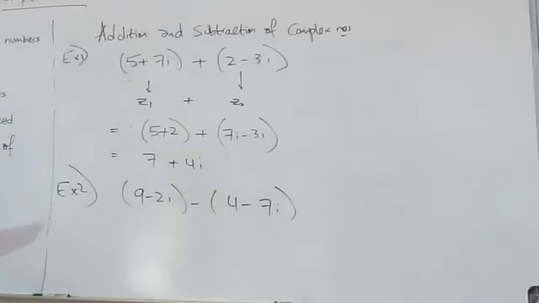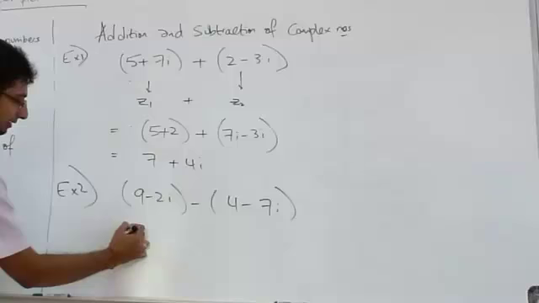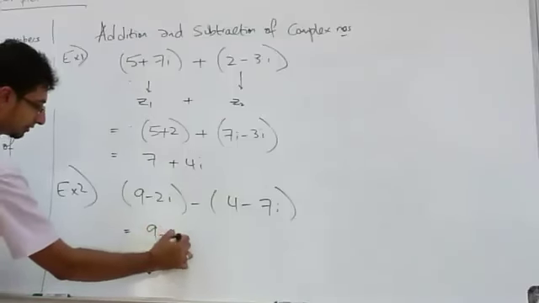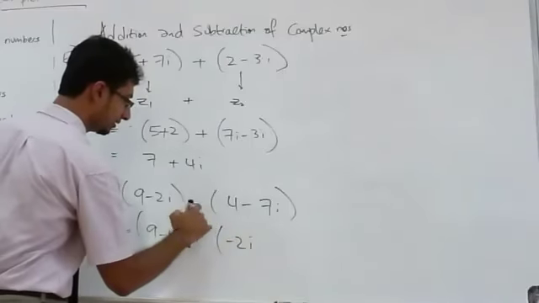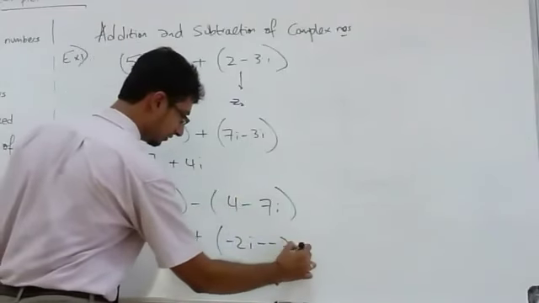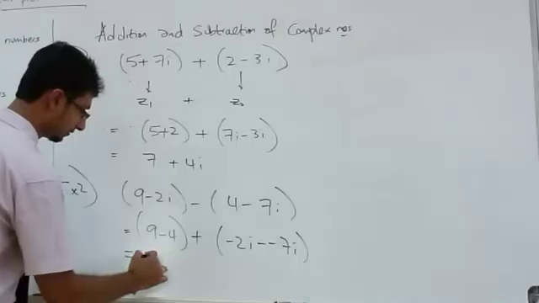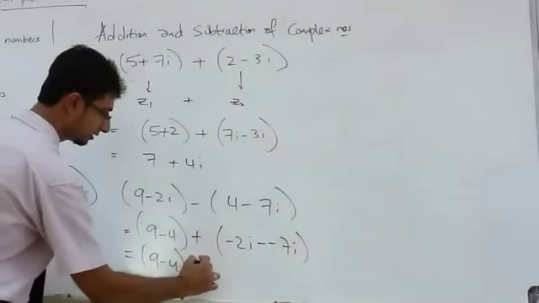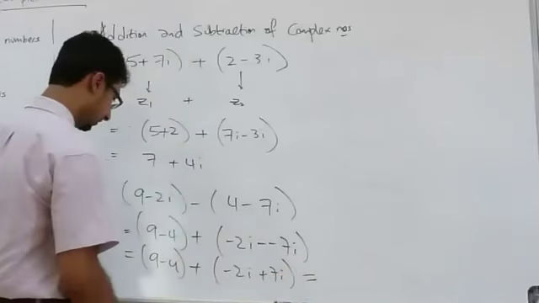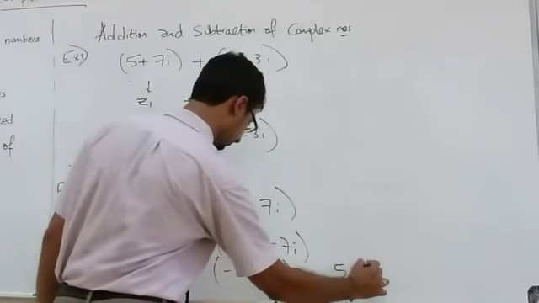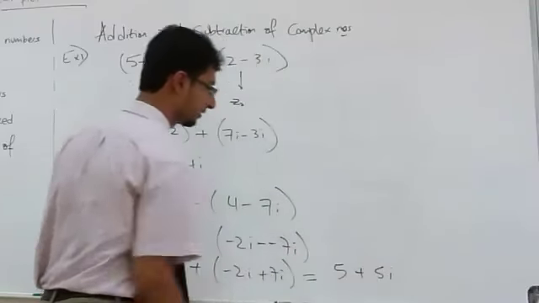Okay, what if we subtract? It's simply the same thing. 9 minus 4 plus negative 2i minus 7i, which gives 5 plus 5i. That's it.